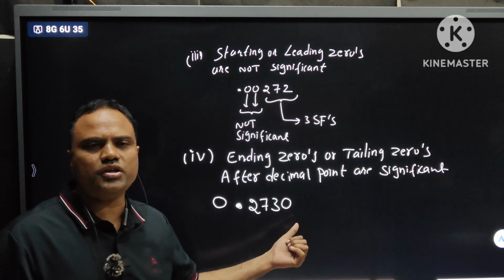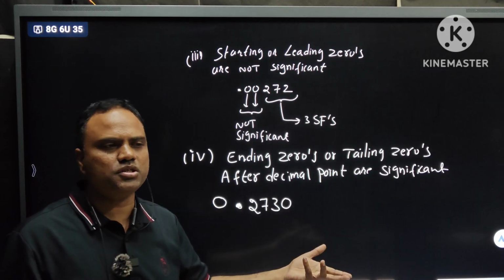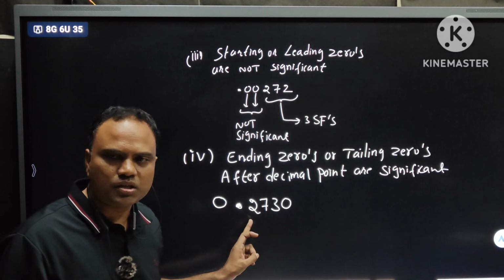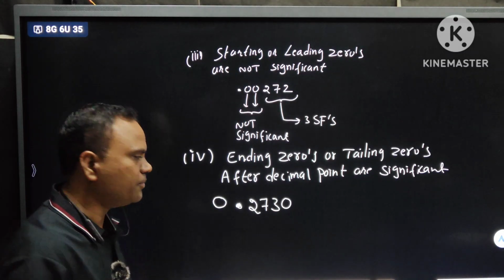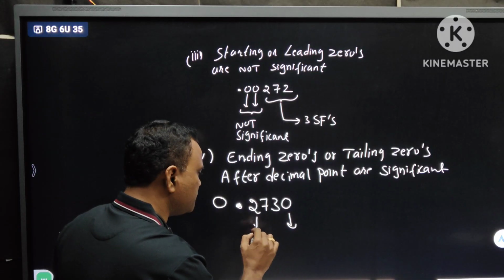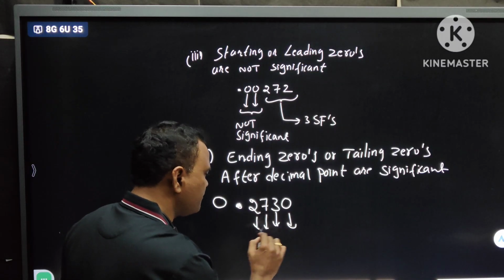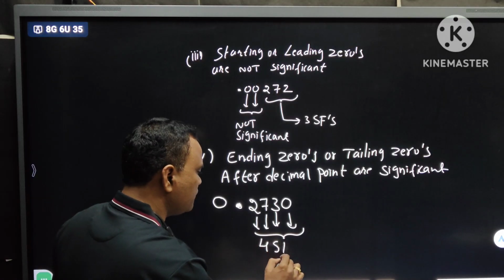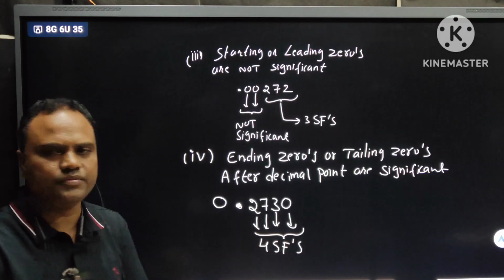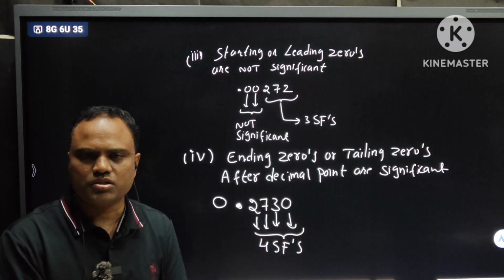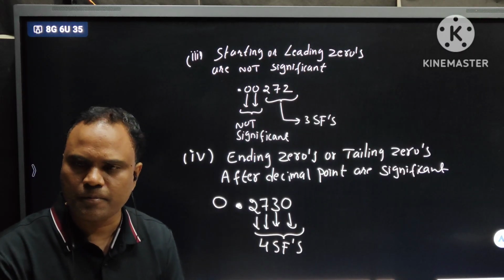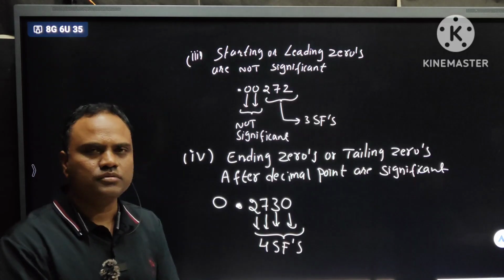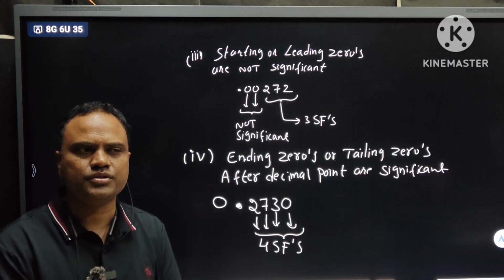Now see, this 0 is the ending 0, present in the last, an ending or trailing 0. It is present after the decimal point, so this is significant, significant, significant. So all are significant. So how many significant figures? 4 SFs, 4 significant figures. Starting zeros are not significant, ending zeros are significant. Okay, online students.